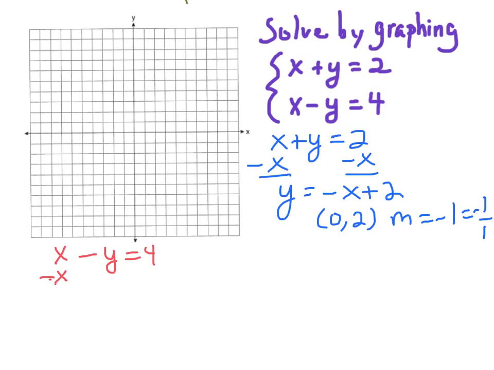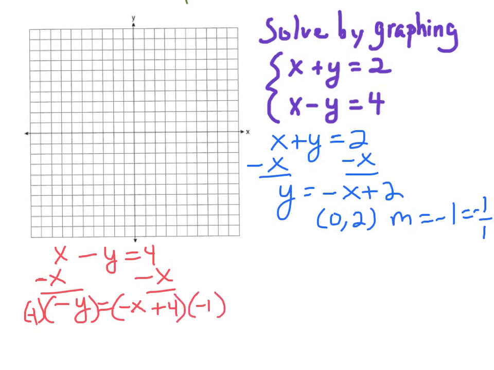I'm going to subtract x from both sides. I have negative y equals negative x plus 4. Got to get rid of that negative, so multiply by the reciprocal of negative 1, which is also negative 1. So I have y equals positive x minus 4. So my y-intercept is (0, -4). And now I have a slope of positive 1 on this, which we'll write as 1 over 1.